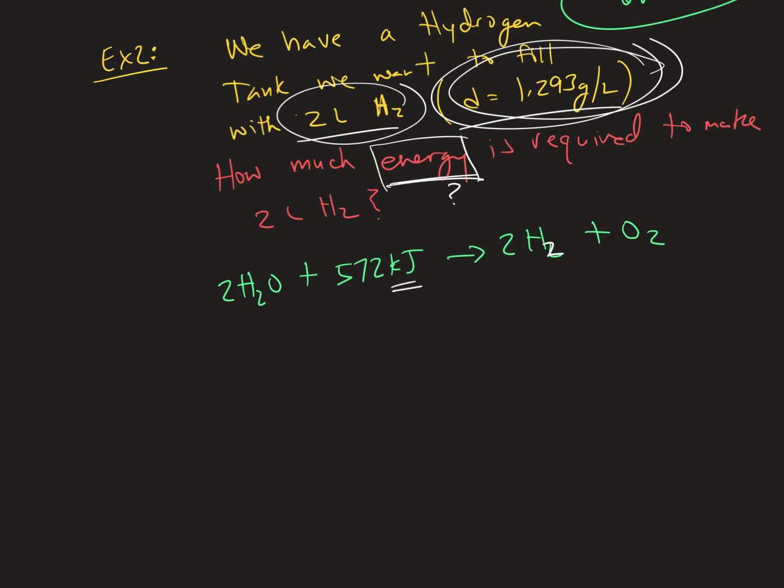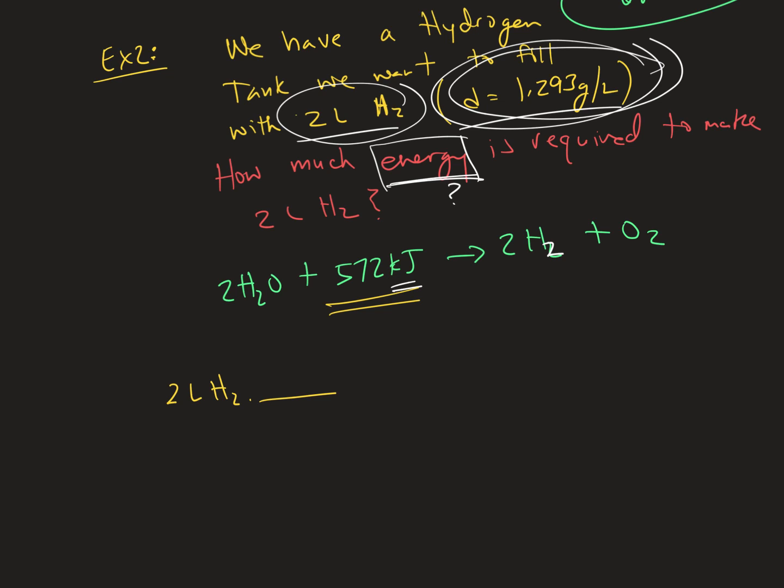Especially if AI is generating it, always check it. All right, so we're going to start with 2 liters of hydrogen gas. And before we can figure out how much energy, we got to know how many what? Moles, right? We got to get that center of the mole roadmap. We got to get the moles before anything else.